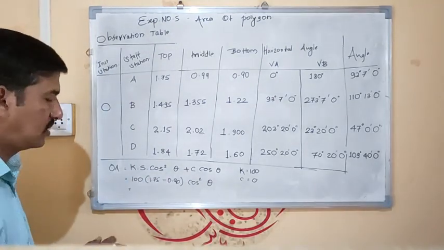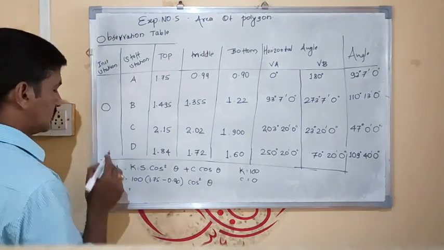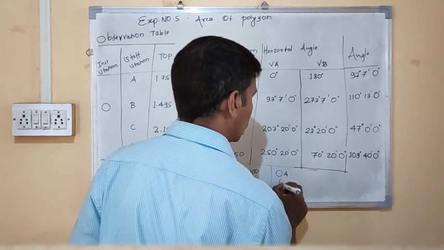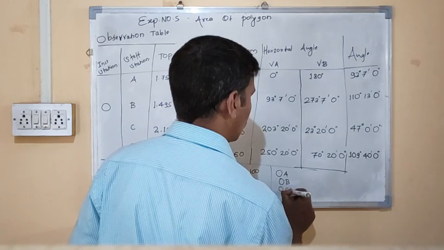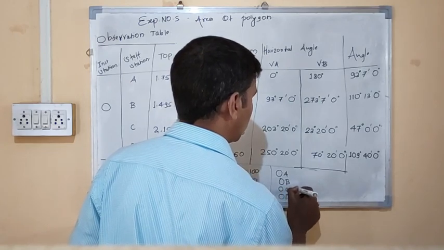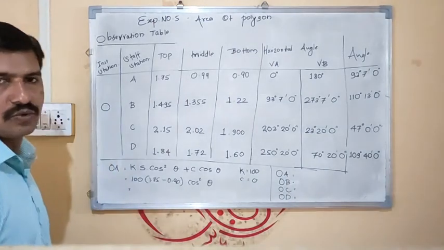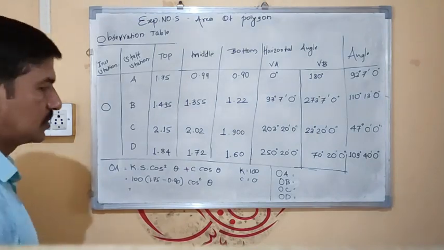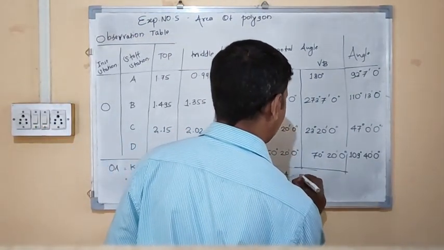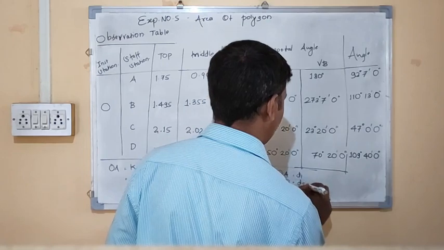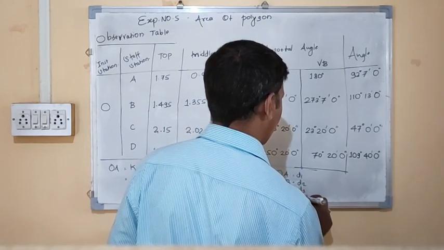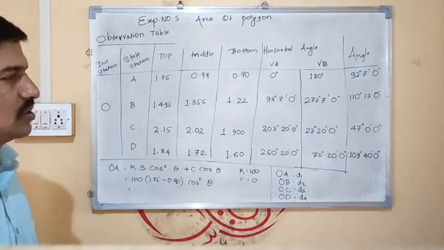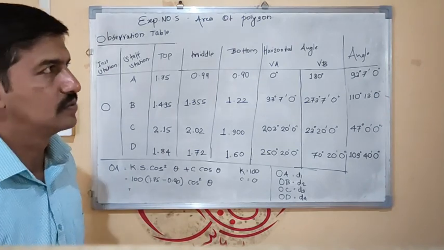By using the same formula, we are going to calculate all the distances. Which distances are required? Calculate OA, OB, OC and OD. Once you get all the distances, let us say these distances are D1, D2, D3 and D4, it is possible to find out the area of a triangle.